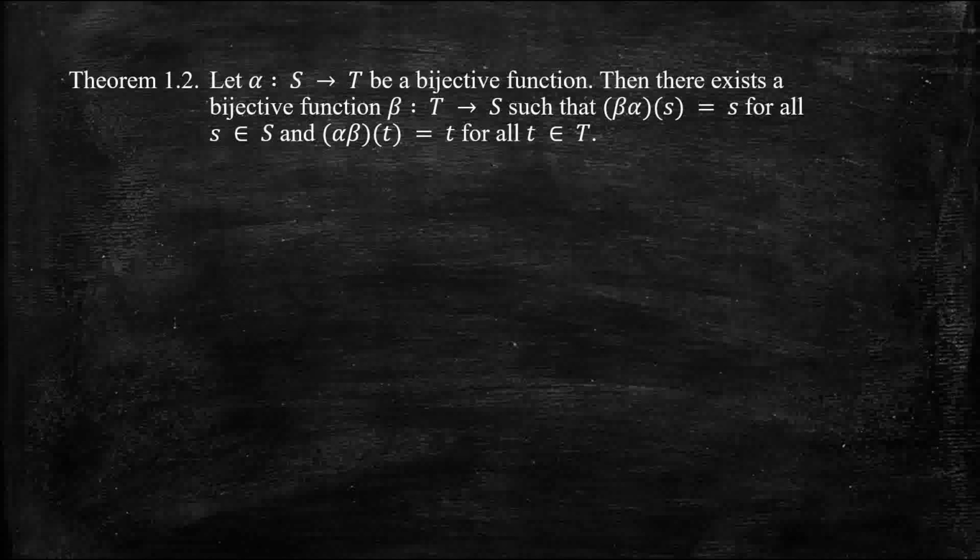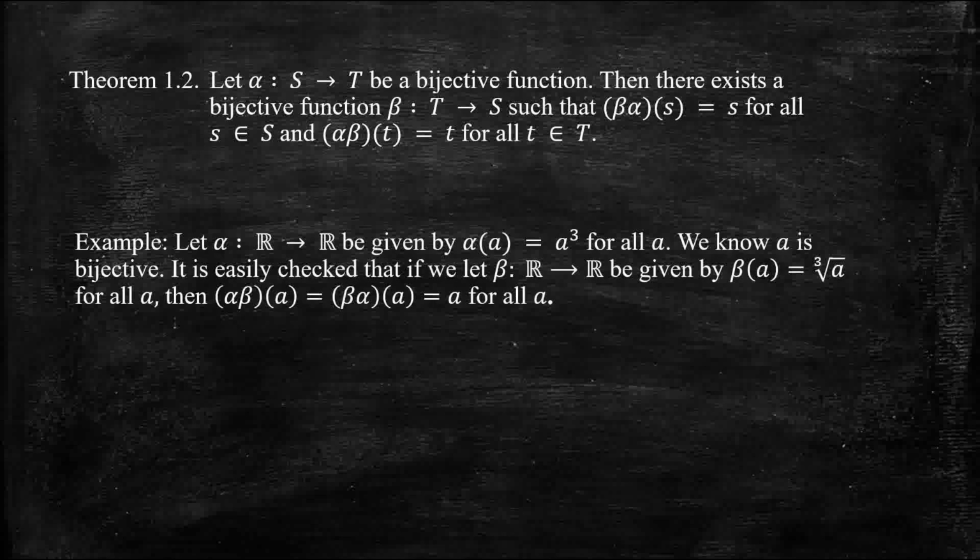Another theorem. Let alpha be a bijective function. Then there exists a bijective function beta, such that beta alpha of s is equal to s for all s, and alpha beta of t is equal to t, for all t.